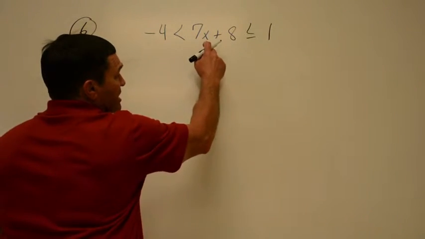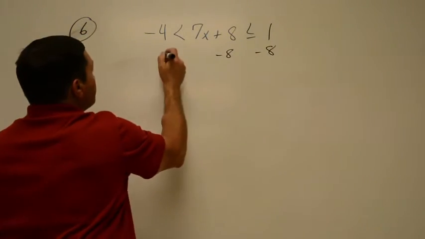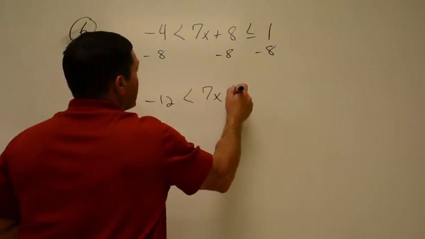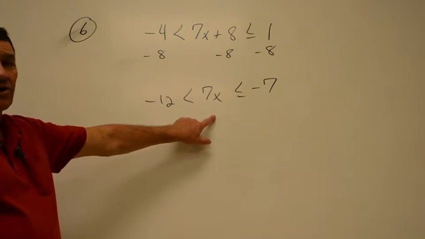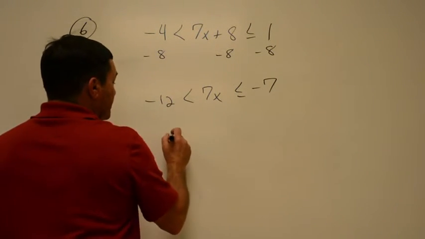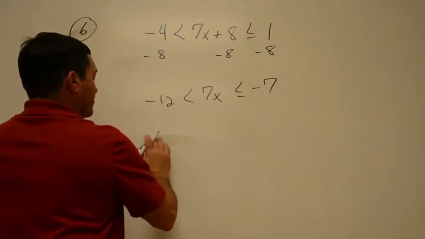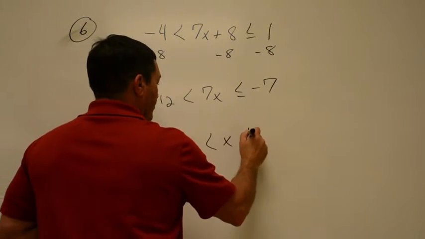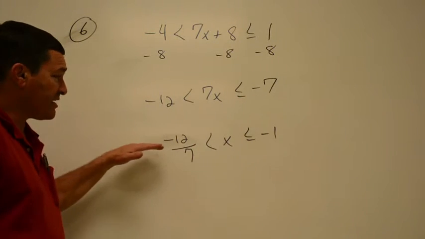So I want to isolate the x, get it in the middle. So I'm going to subtract 8 from all 3 parts. That gives me -12 is less than 7x is less than or equal to -7. And then divide all 3 parts by 7. I want to get to plain old x here, so I'm going to divide everything by 7. Divide each part by 7.